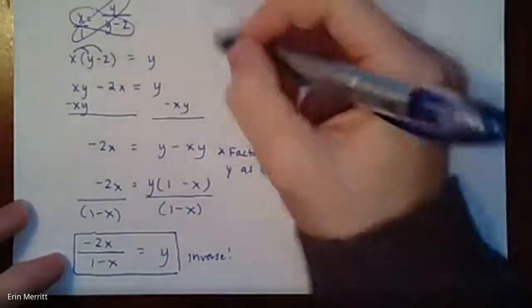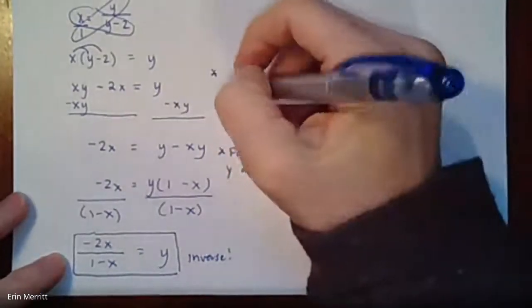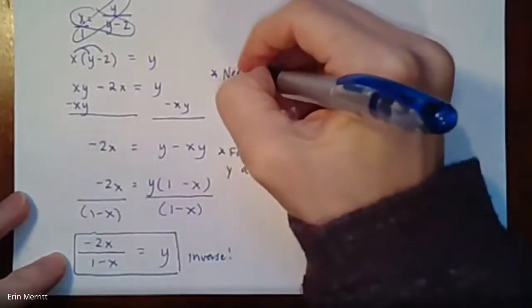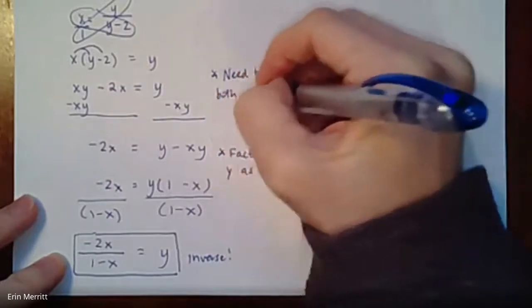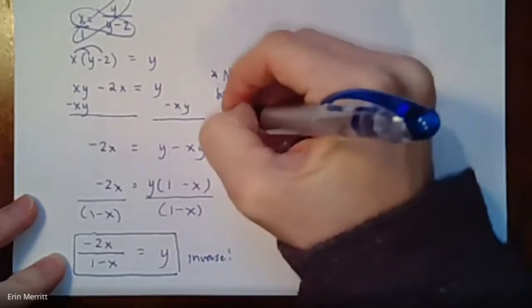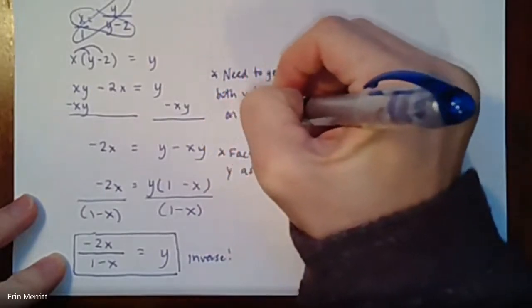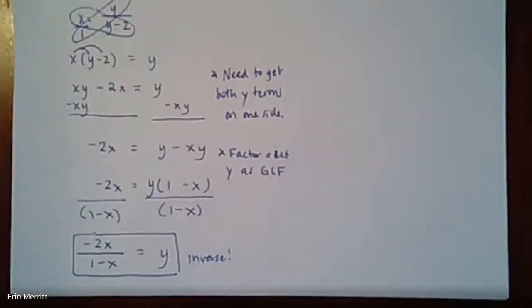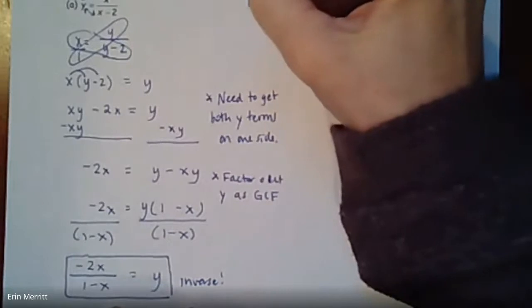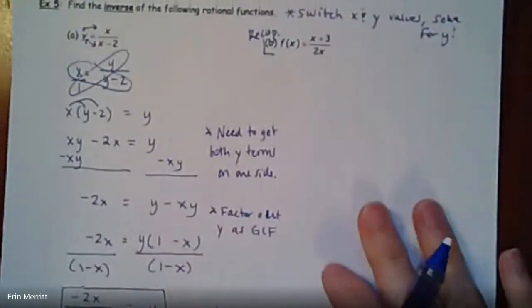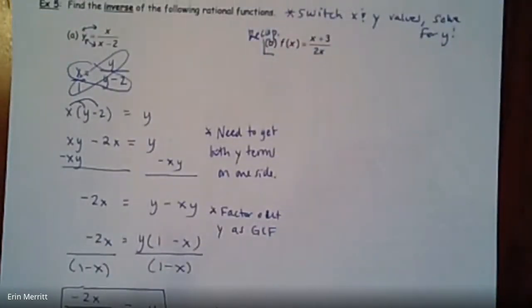And so just a little note to self, remind yourself that you need to get both y terms on one side, and then we can factor the y out. We'll save this second one to do together in class, because sometimes it can be a little tricky, so it'll be nice that we can chat about it. And then that very last question we will save for class as well.